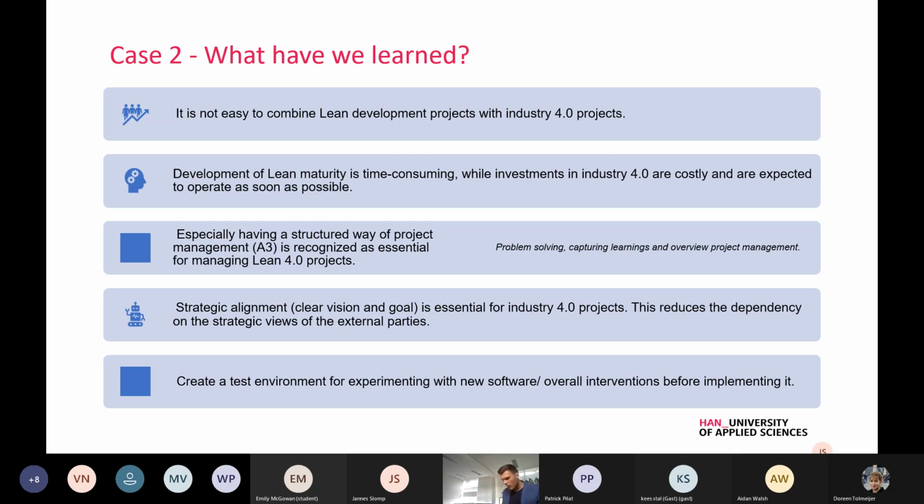Additionally, they stated that when you adopt Industry 4.0 technologies, it is essential to have a sort of black box or a testing field where you can implement the new software or new activities and experiment with that before implementing it in your real product portfolio.